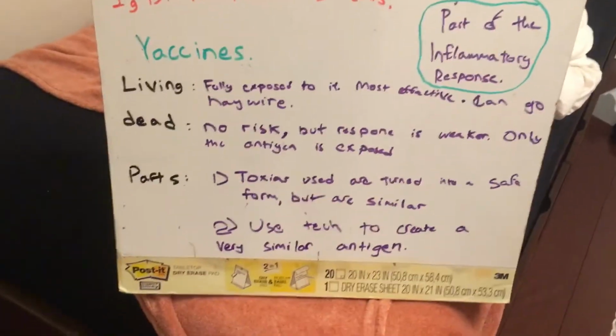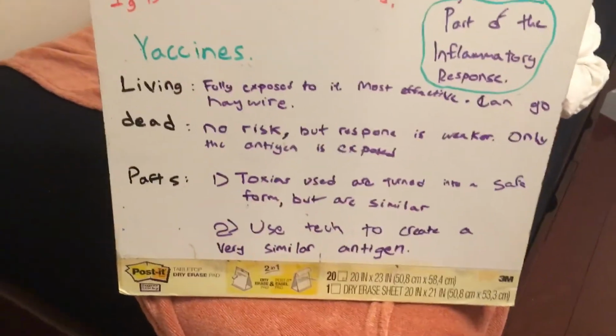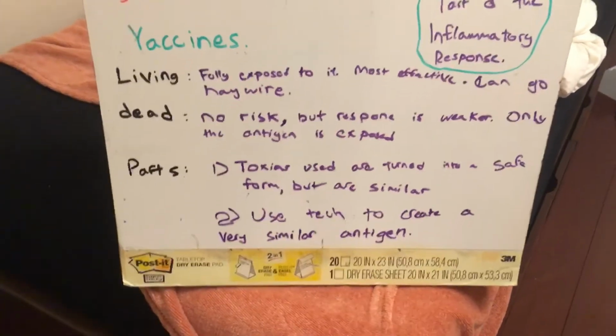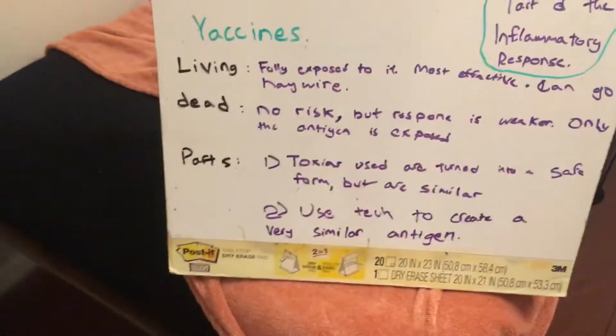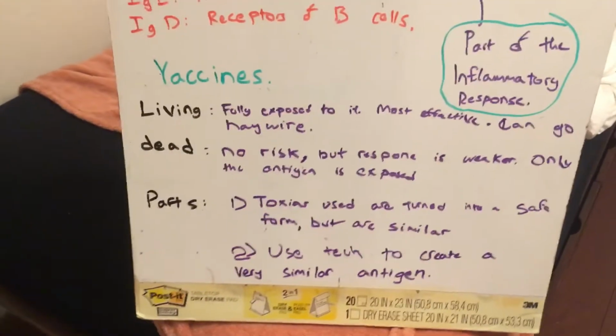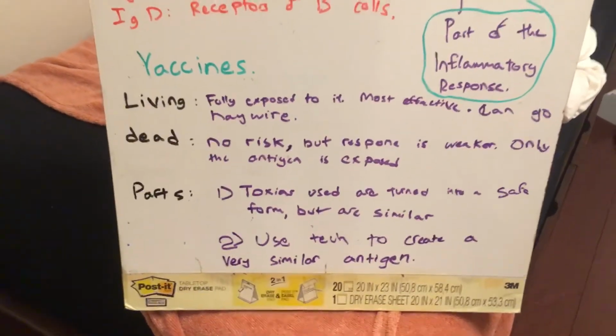And the second type is where we use technology to create a very similar antigen to one that a virus uses. This can get a little finicky at times, as we need an antigen that is not prone to being mutated or anything like that.